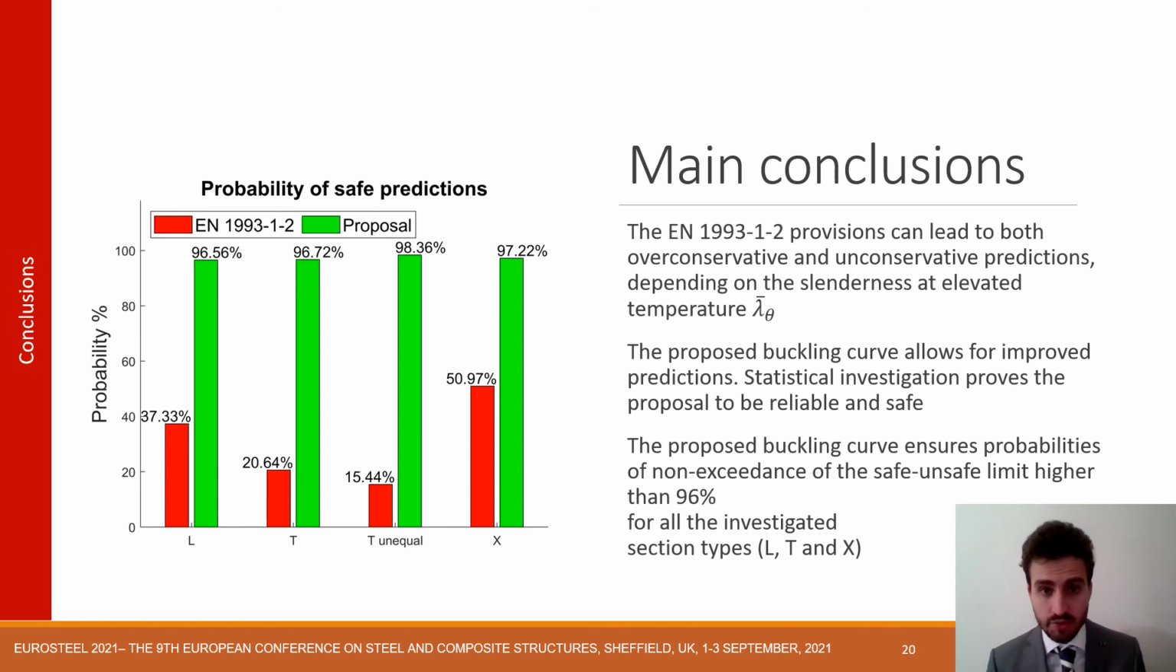So in conclusion, the Eurocode 3 Part 1-2 provisions can lead to both over and unconservative predictions depending on the slenderness at elevated temperature lambda theta. The proposed buckling curve for the Eurocode allows for improved predictions. Statistical investigation proves also that the proposal is reliable and safe. And the proposed buckling curve ensures probabilities of non-exceedance of the safe-unsafe limit higher than 96% for all the investigated section types, so L, T, and X sections.